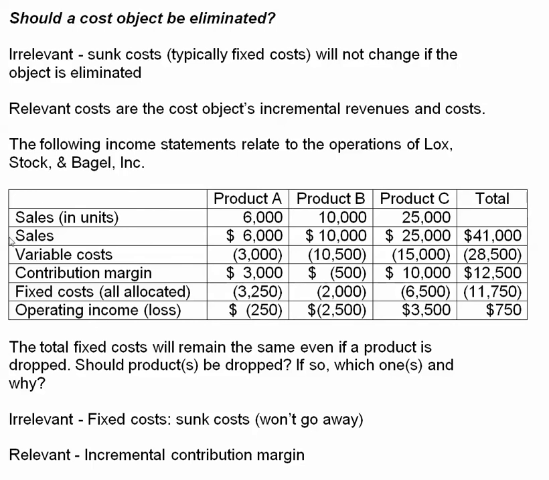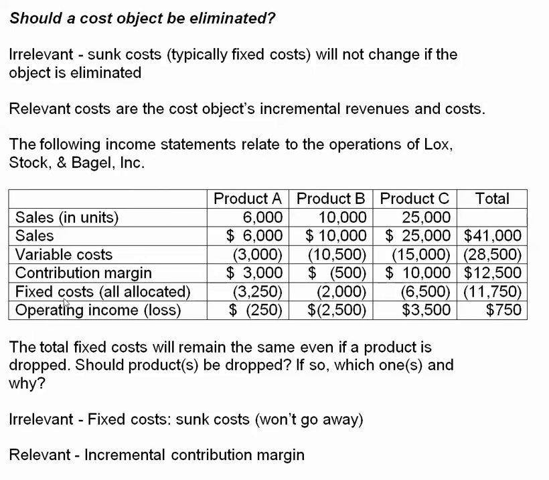So if you look at this particular example for Lock, Stock, and Bagel, you have their income statements, and in looking at it, you would see that the operating income or loss, which is in parentheses, you can see that product A is losing $250, product B is losing $2,500. The thing that you have to be very careful about, though, is the operating income isn't really what you should use to analyze whether to eliminate or not. What you need to look at are only the things that will change as a result of eliminating.